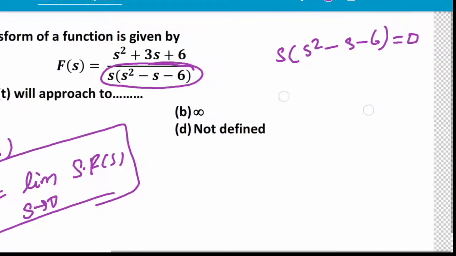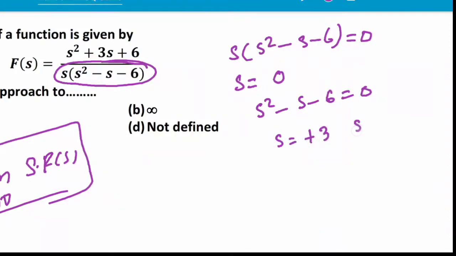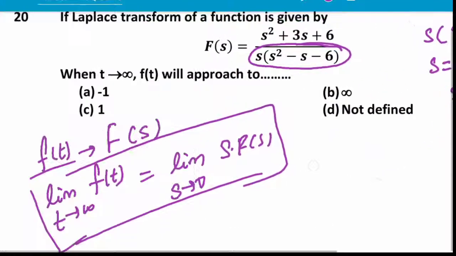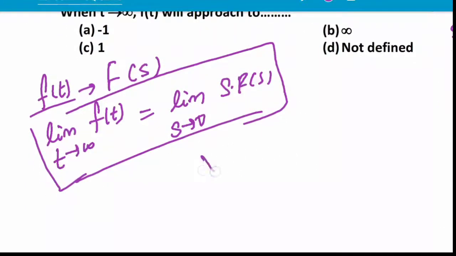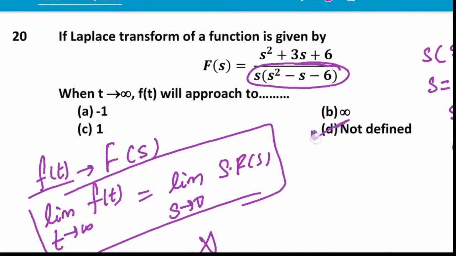So this is the characteristic equation. The first pole is s is equal to 0, and for the second, s square minus s minus 6 is equal to 0, we get s is equal to plus 3 and s is equal to minus 2. Plus 3 is in the right side of the S plane, so the system is not stable and the final value theorem is not applicable here. So the answer will be not defined.